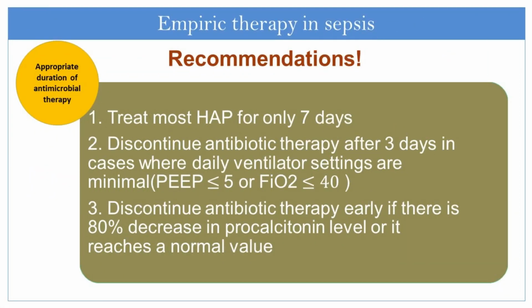One must treat most hospital-acquired pneumonias for only 7 days. Discontinue antibiotic therapy after 3 days in cases where daily ventilator settings are minimal. Discontinue antibiotic therapy early if there is an 80% decrease in procalcitonin levels or it reaches a normal value.